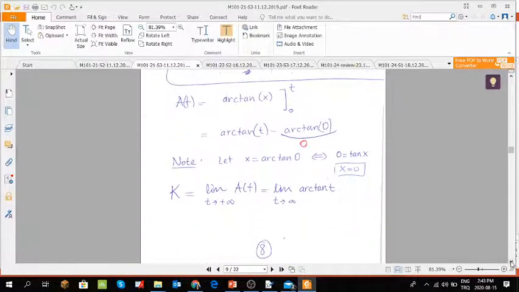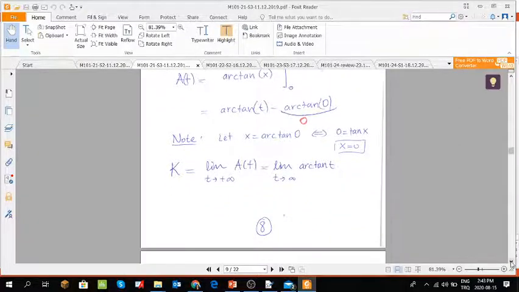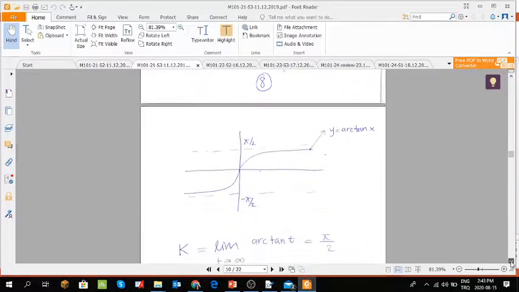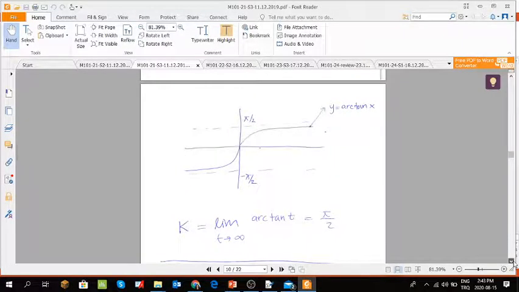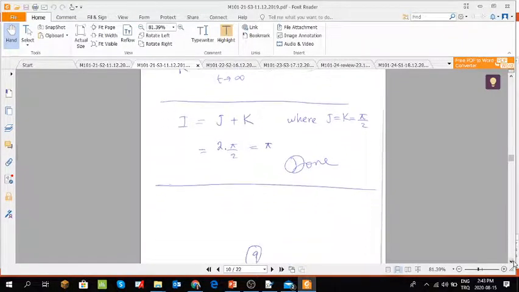What is the limit as t goes to infinity of arctangent t? We have to remember arctangent t. As t goes to infinity, it is pi over 2, as in the picture. We have to remember the graph. So I is equal to J plus K. J and K, both of them are pi over 2. 2 times pi over 2, pi is the answer.